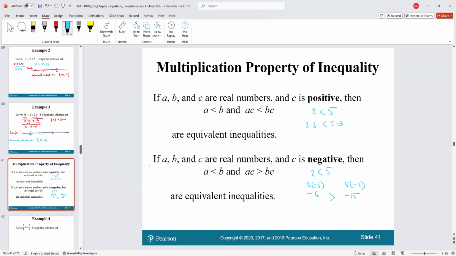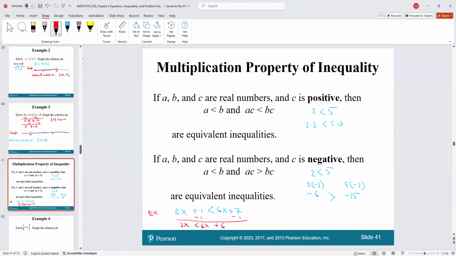For example, if I have 2x + 1 < 6x + 7, the first thing I do is subtract 1 from both sides. I end up with 2x < 6x + 6.